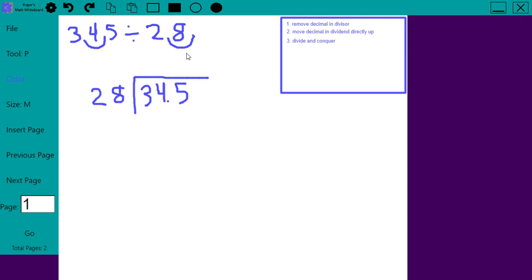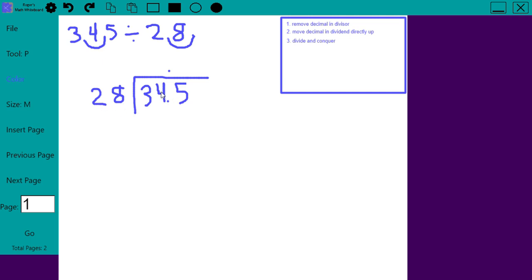To recap, you need to remove the decimal in your divisor, and I did that by moving it to the right once. Whatever you do to your divisor, you need to do to your dividend, so I have to move the decimal to the right once here. After I do that, you just move the decimal in your dividend directly up so it's in line with the decimal in your answer. And now all you have to do is divide as you normally do.